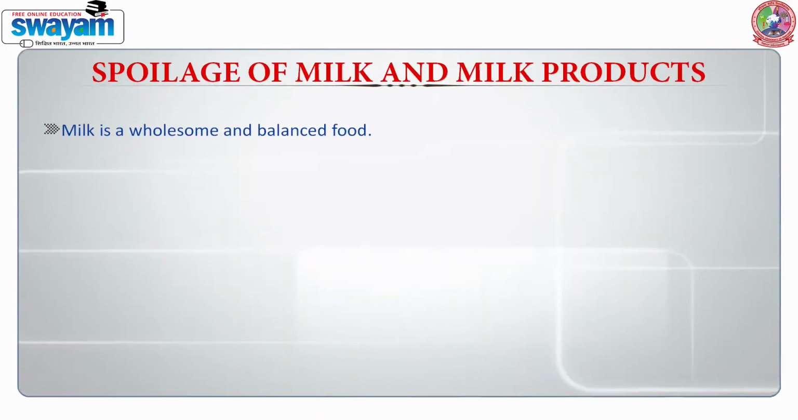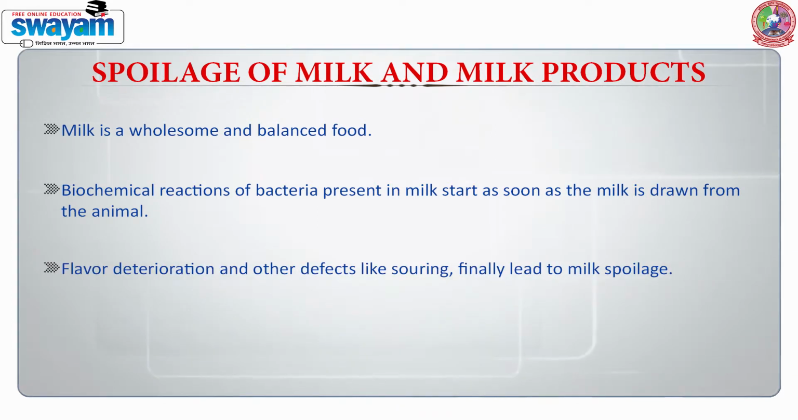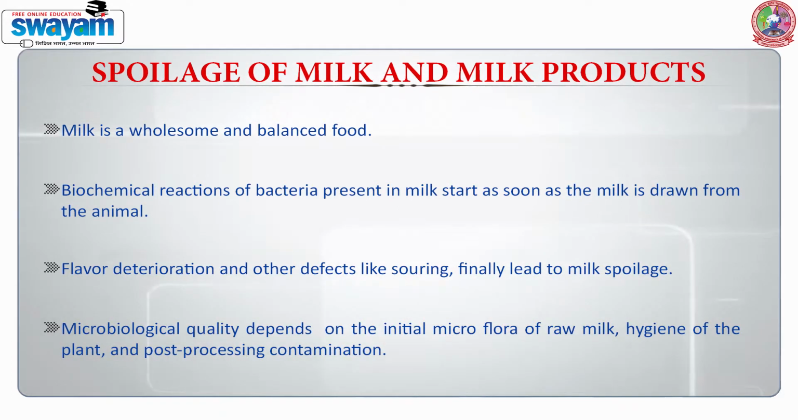Now we are coming to the main section, that is spoilage of milk and milk products. As we all know, milk is a wholesome and balanced food. Biochemical reactions of bacteria which are present in the milk start as soon as the milk is drawn from the animal. The defects can be flavor deterioration, and it might lead to souring of the milk, and ultimately the milk is unfit for consumption. Now, the microbiological quality of the milk depends on the initial count or the initial microflora of the raw milk. It also depends upon the hygiene of the plant and the status of post-processing contamination.